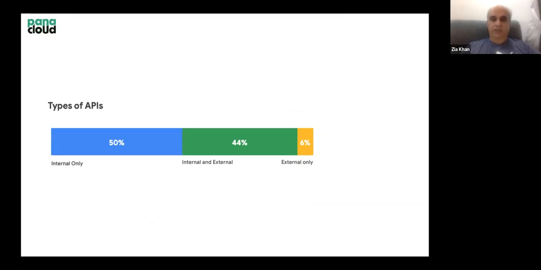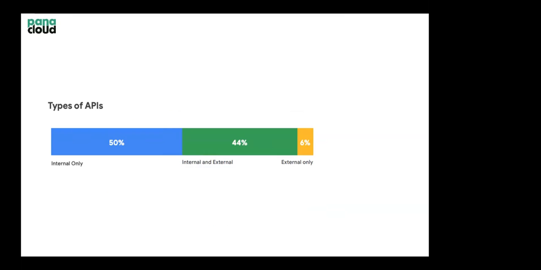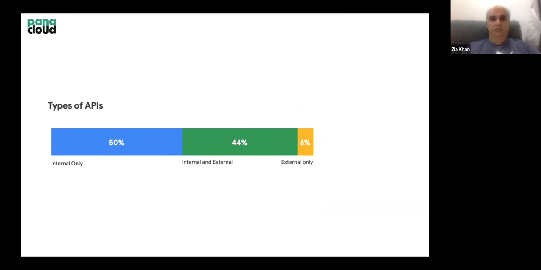Now, as I mentioned, there are two types of APIs. One which are used internally in the company, which is 50%, and the other is 44% is both internal and external, and 6% is external only. This is going to change in the future. There are a lot of companies are going to go towards external APIs.